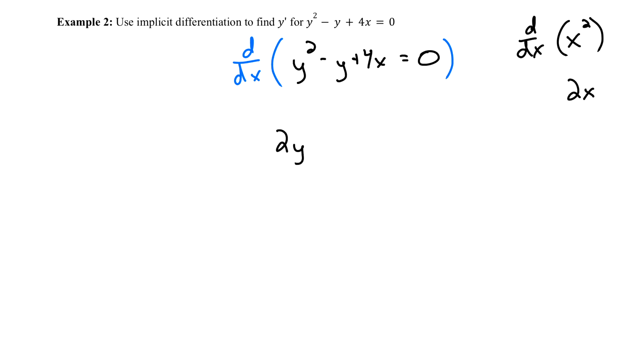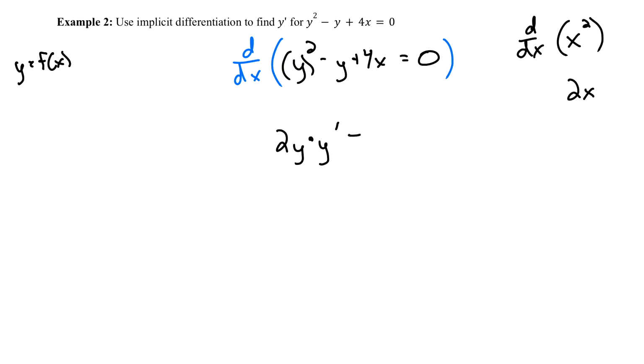But hold on a minute. Remember, we can think about y as a function f of x, which means here we really have a function inside of another function. We would be using the chain rule here. So we need to multiply by the derivative of the inside part, which for this problem is y. The derivative of y is just going to be y prime. So I have now in this equation so far 2y times y prime.